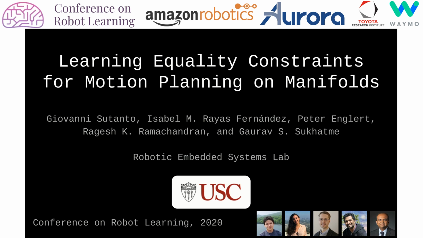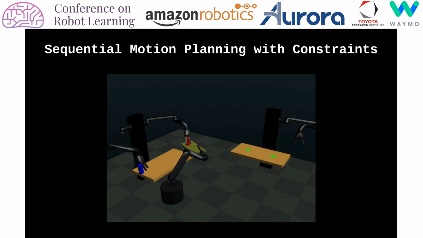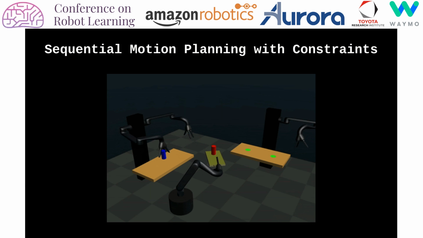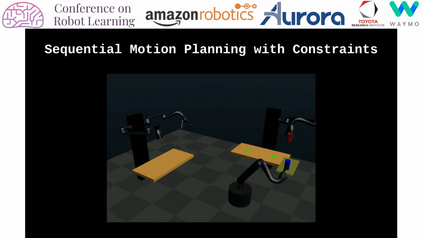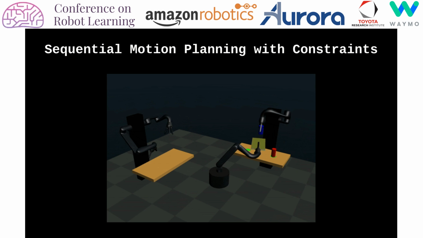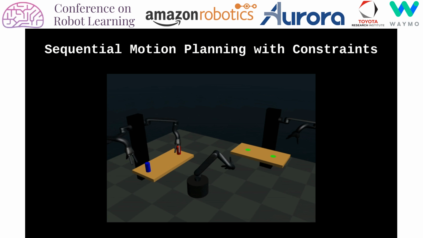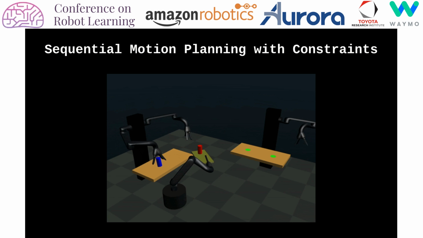Hi, I'm Isabel Rayas Fernández, and I will be presenting our work on learning equality constraints for motion planning on manifolds. Many robotic tasks require constrained motions, such as handing over objects between robots or keeping a cup or bottle upright while transporting it. One way of describing equality constraints such as these in planning is by using implicitly defined manifolds in configuration space. In this work, we focus on data-driven approaches to learning equality constraints for use in planning.